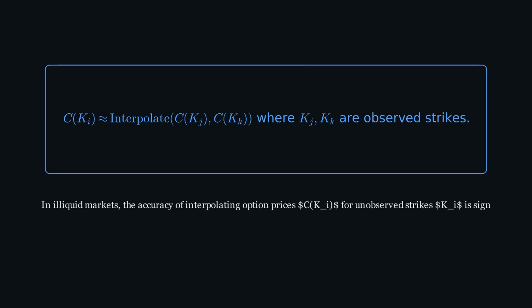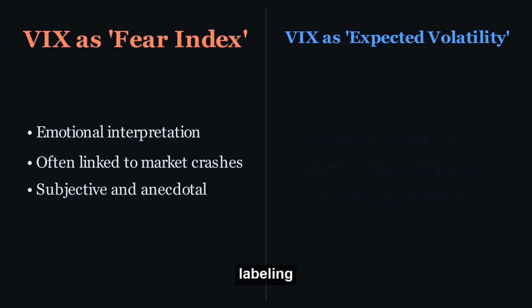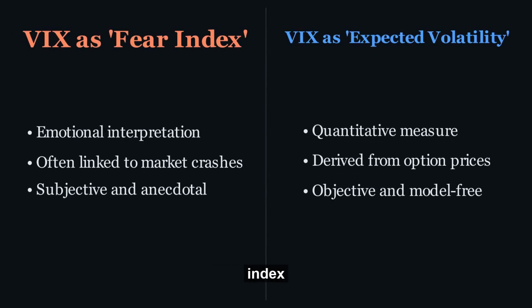Another common misconception is labeling the VIX-style index as a fear index. While it often rises during periods of market stress, this is a correlation, not a direct causal link or an emotional measurement. The term fear is an anthropomorphic interpretation of a purely quantitative metric. It's more accurate to say that during times of uncertainty, market participants demand higher premiums for options, reflecting a greater expectation of price swings, which then translates into a higher implied volatility index.